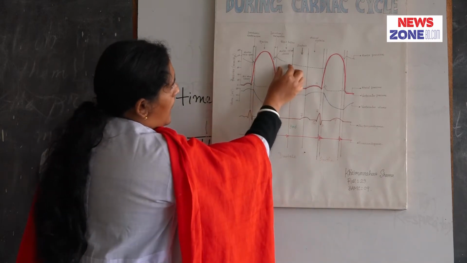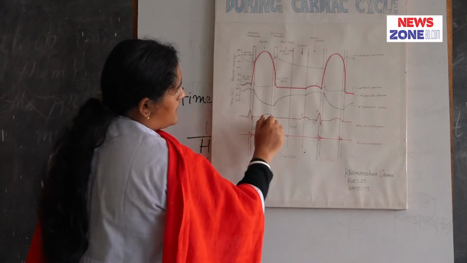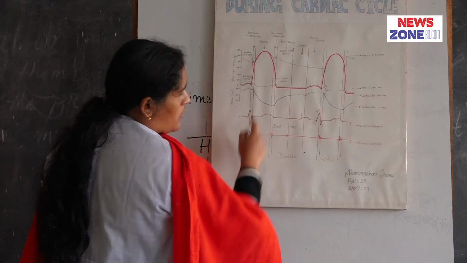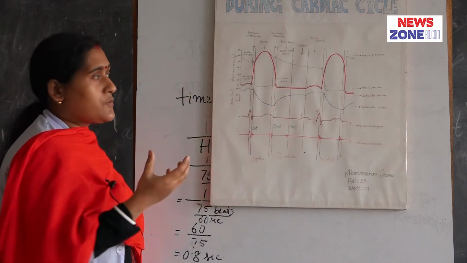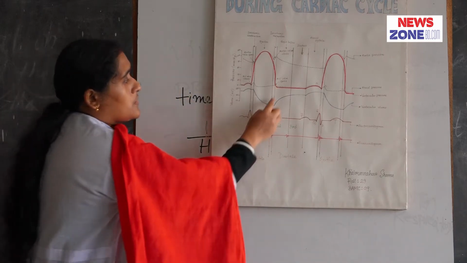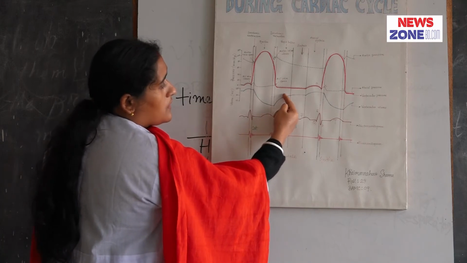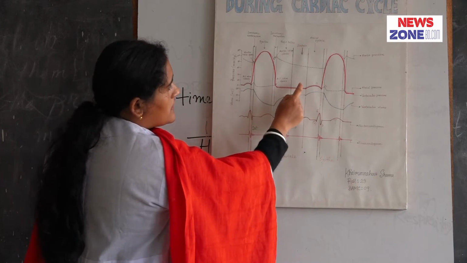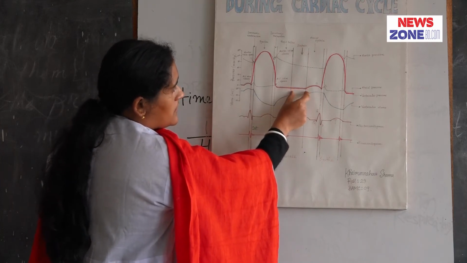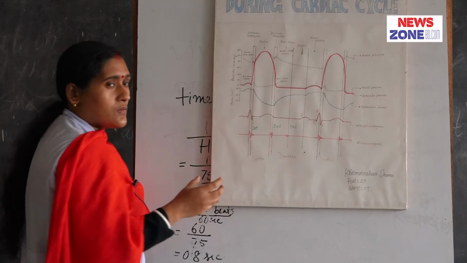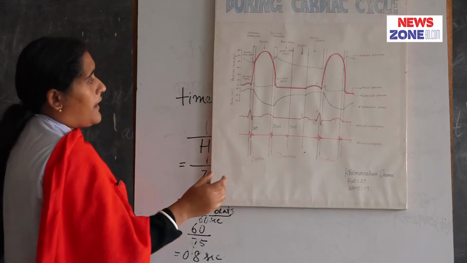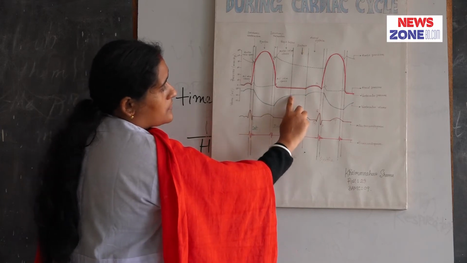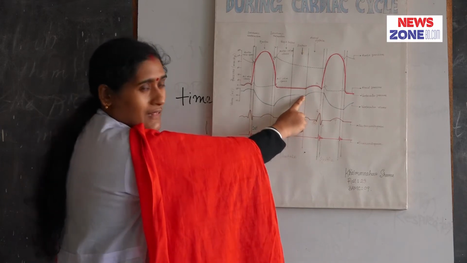Now I will tell you about the first rapid filling phase. When the AV valve opens, a rush of blood comes from the atrium to the ventricle. So in this region interventricular volume rises rapidly, and this is diastasis. During this phase, the ventricle also remains relaxed and a small amount of blood comes from the atrium to the ventricle, so interventricular pressure rises slightly.